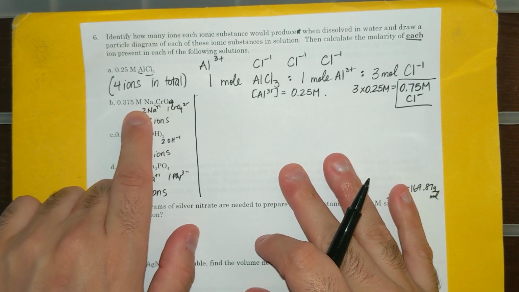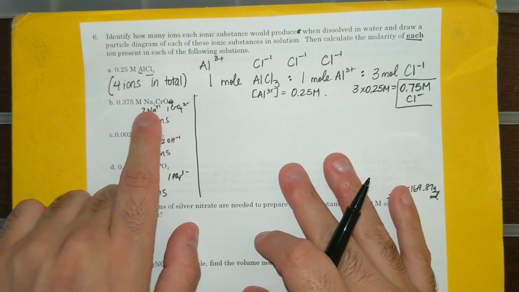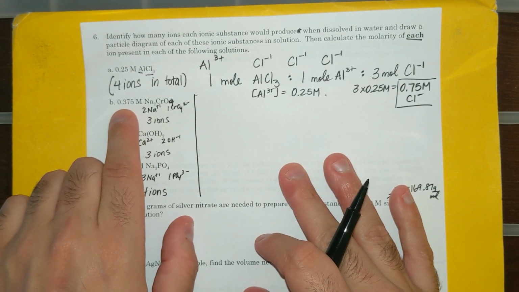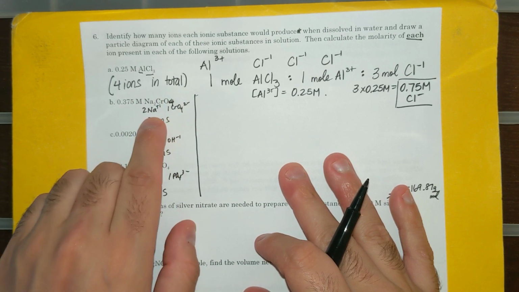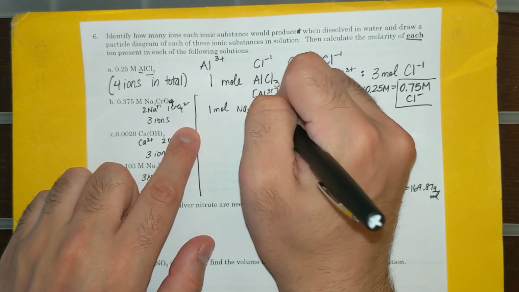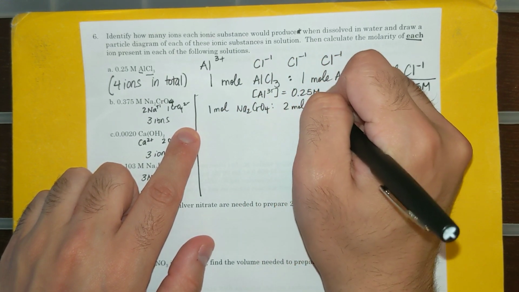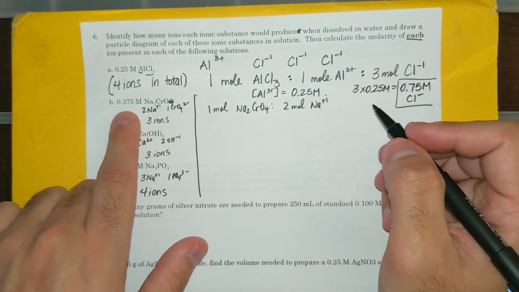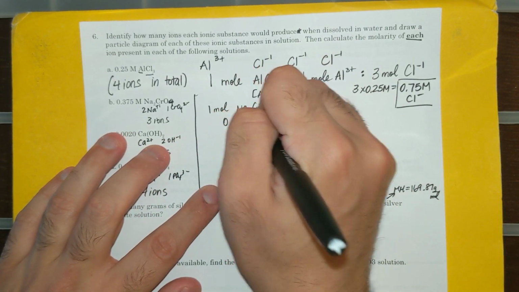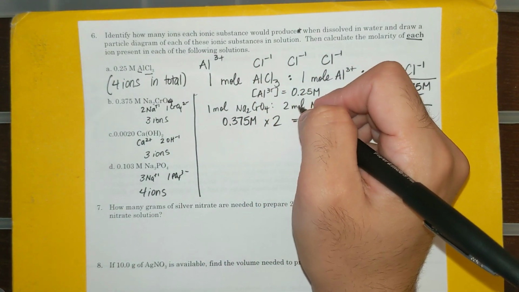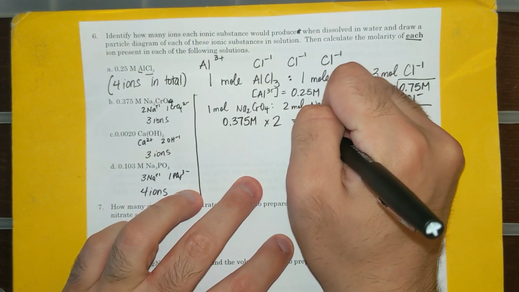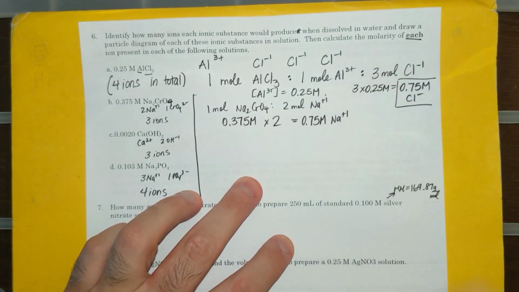Okay, I'm going to do another one. I have 0.375 molar of Na2CrO4. Now, there are 2 Na's that are going to dissociate. So this concentration is of this whole thing, but for every 1 mole of Na2CrO4, there are 2 moles of Na+. So I'm going to take this concentration and multiply it times 2. So 0.375 molar times 2, I get 0.75 molar of Na plus.